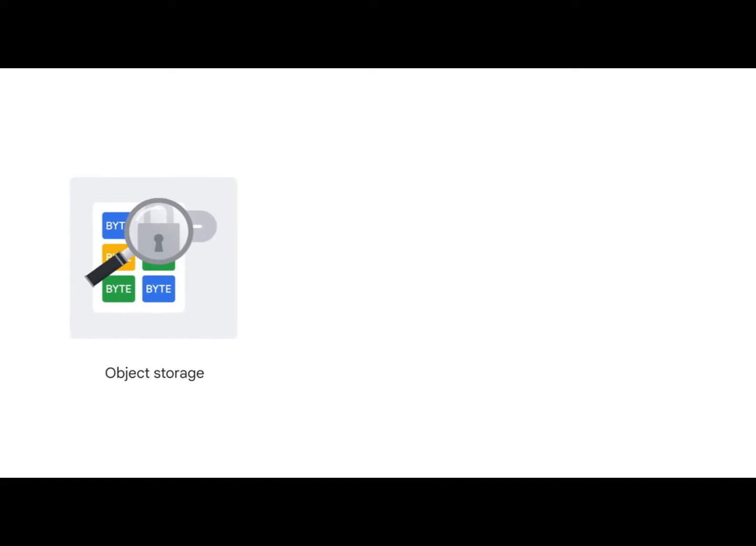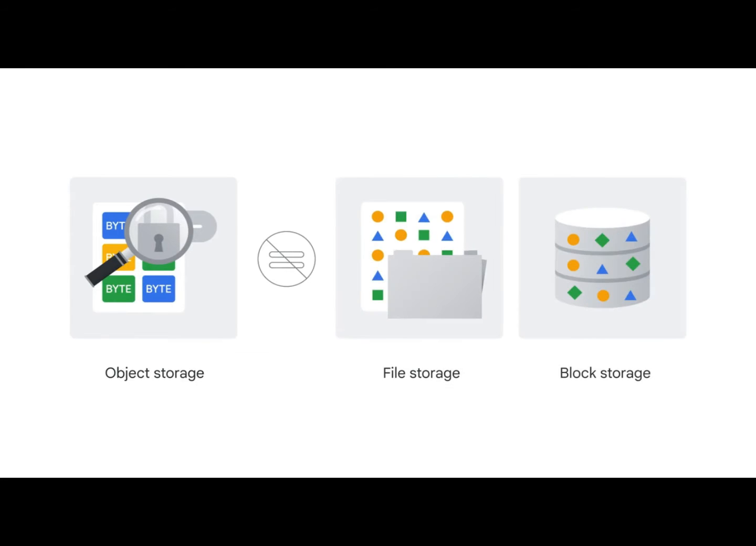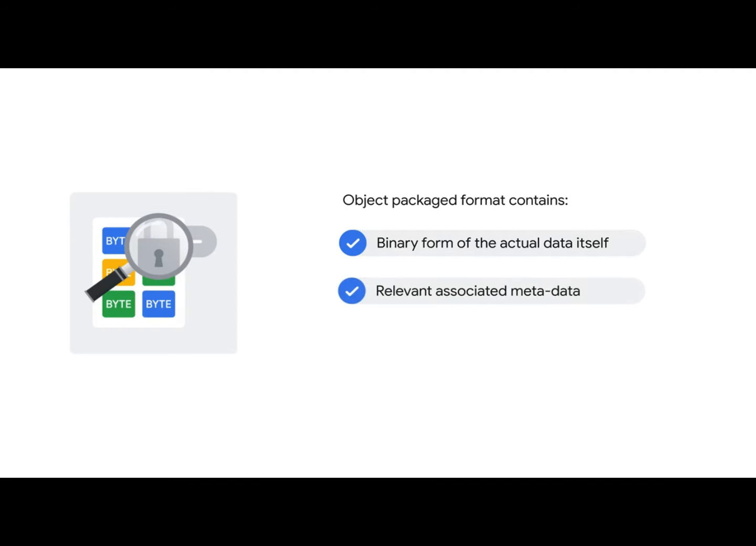Let's begin with Cloud Storage, which is a service that offers developers and IT organizations durable and highly available object storage. But what is object storage? Object storage is a computer data storage architecture that manages data as objects and not as a file and folder hierarchy, which is file storage, or as chunks of a disk, which is block storage. These objects are stored in a packaged format which contains the binary form of the actual data itself, as well as relevant associated metadata, such as date created, author, resource type and permissions, and a globally unique identifier.